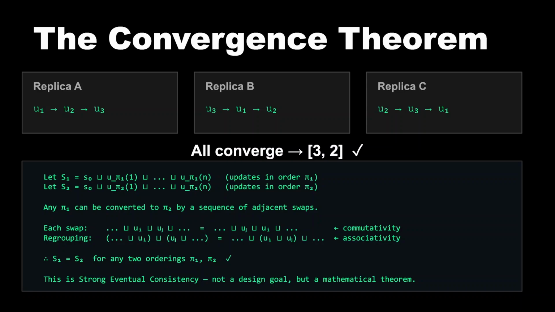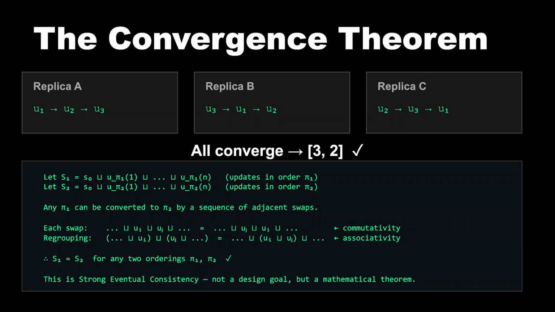Now we assemble everything into the main theorem. Suppose n replicas each receive the same set of updates but in completely different orders. Because the network is unpredictable, do they all converge?